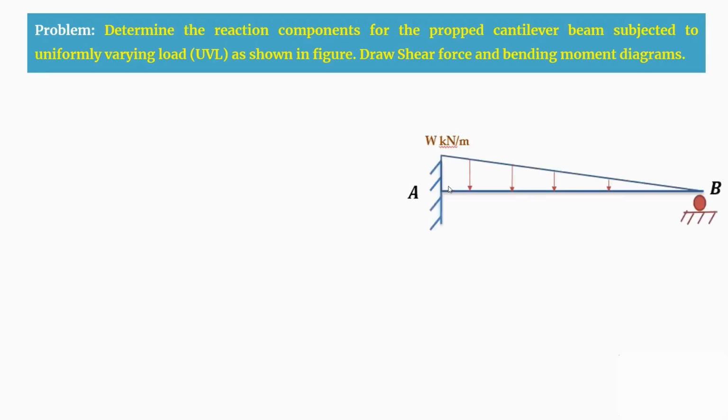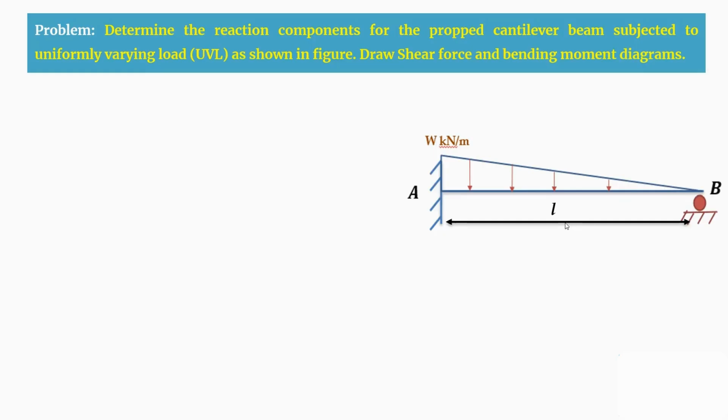Coming to the figure, this is AB which is having a span of length L. A support is a fixed support and B support is a roller support, and here the load is uniformly varying from W kilonewton per meter, which is at the fixed support, that is maximum load, and from A support to B support it is uniformly varying. That means at A you are having a maximum load of W kilonewton per meter, and at the B support you are having 0. So it is varying from W to 0.